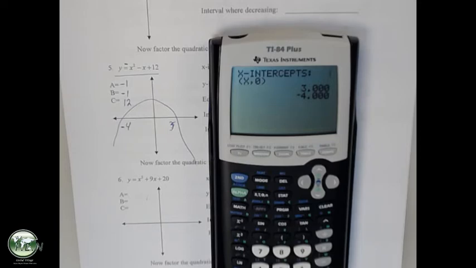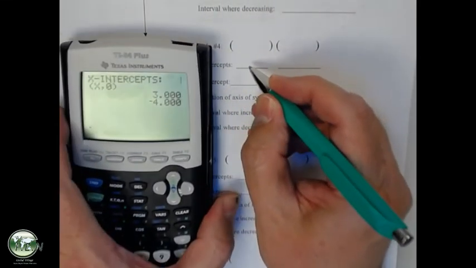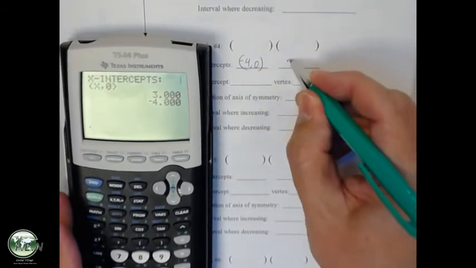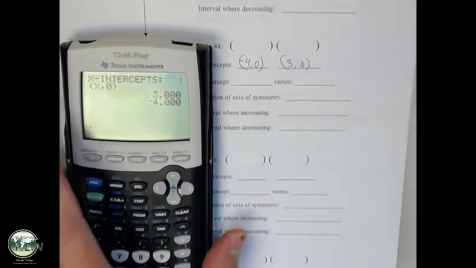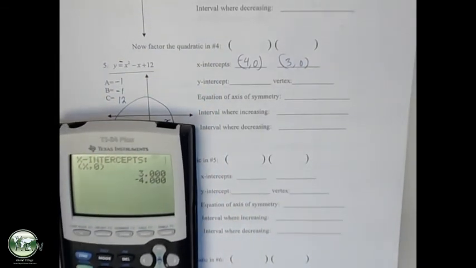So it's just a key part, but once you get used to it, it's there. And again, we're putting in x-intercepts, how about -4 and 3? So far, so good? Okay. We'll hit enter again.